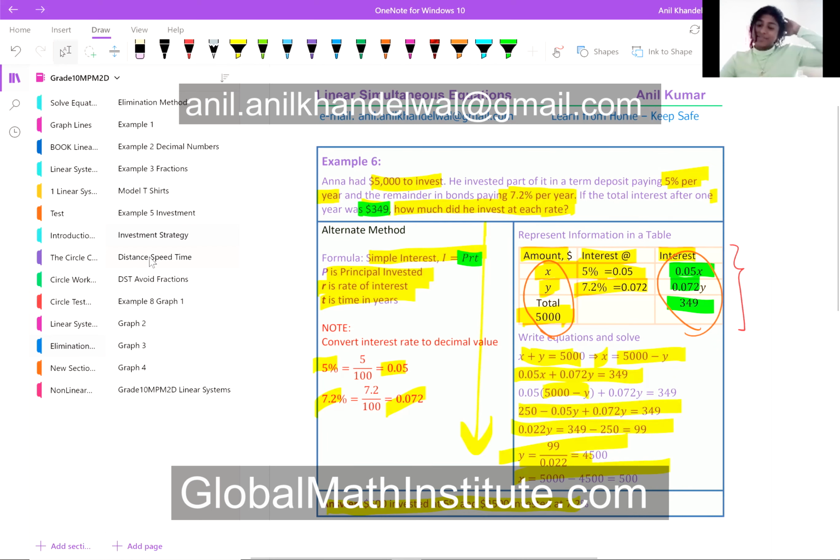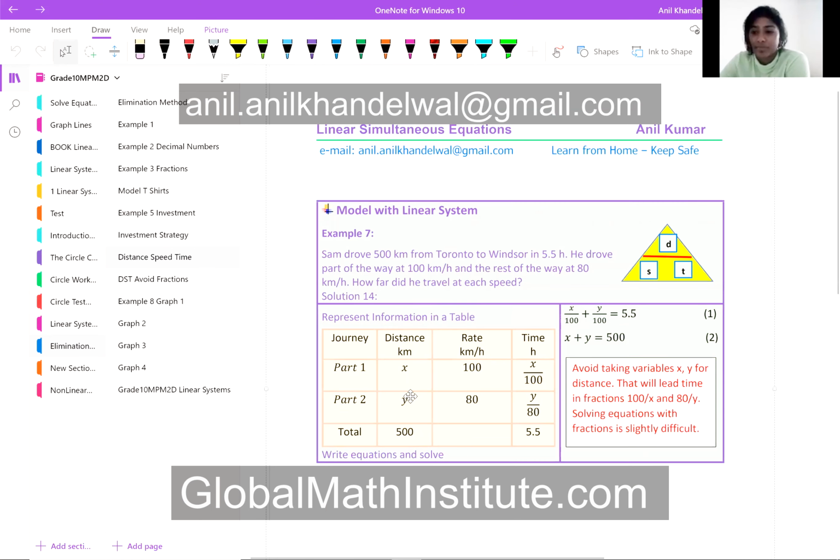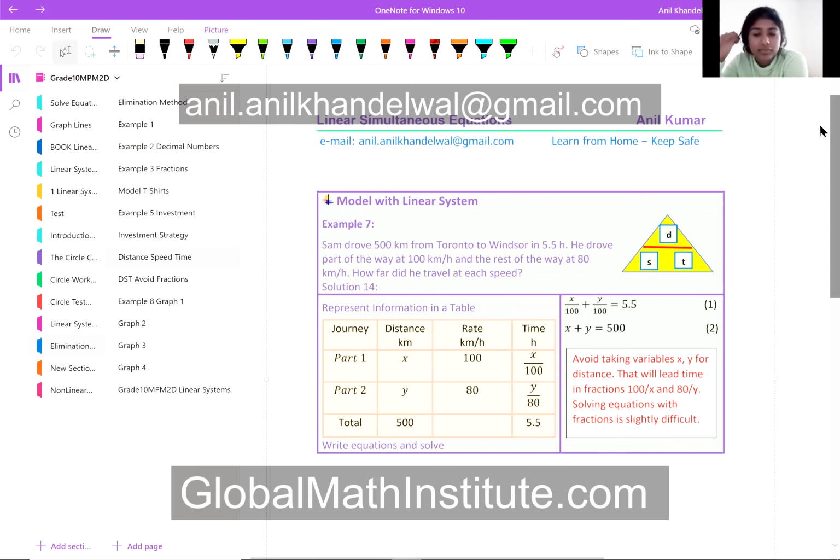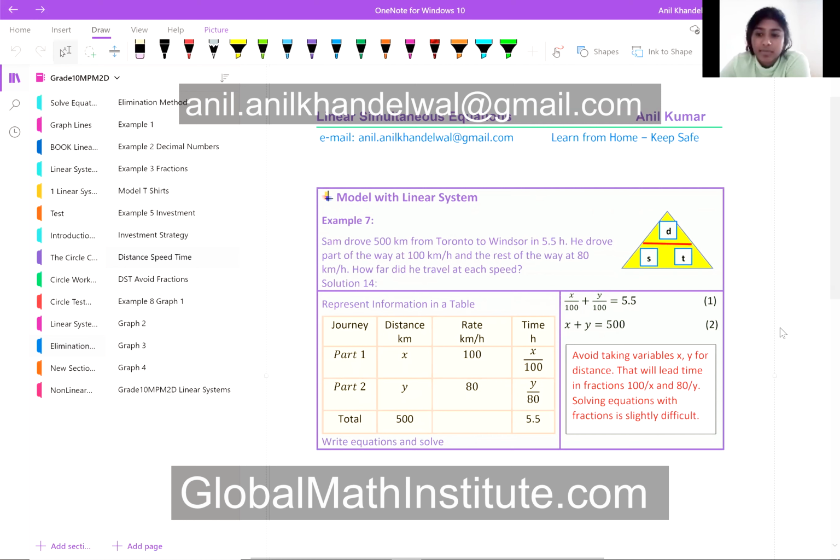All right. Let me share with you another very popular question in this series, and that is distance, speed, and time. So can you please read this example number 7? Yes. Sam drove 500 kilometers from Toronto to Windsor in 5.5 hours. He drove part of the way at 100 kilometers per hour and the rest of the way at 80 kilometers per hour. How far did he travel at each speed?